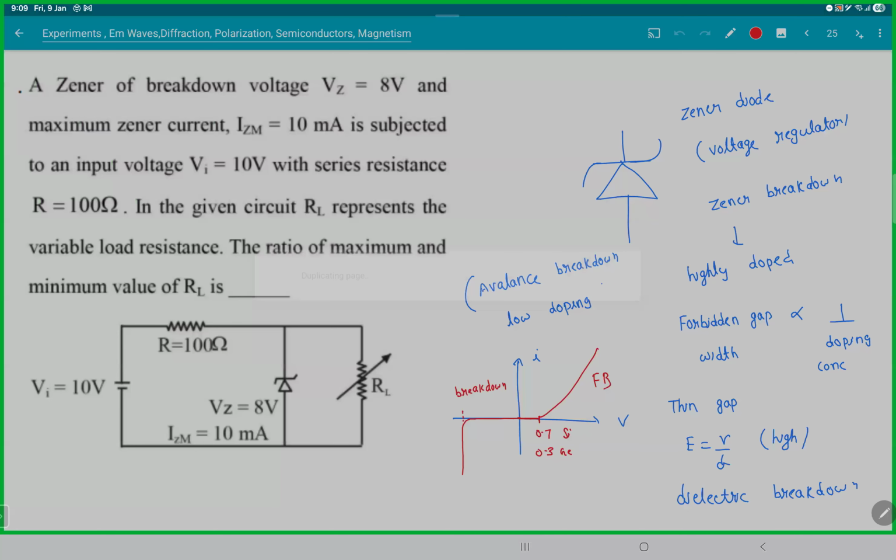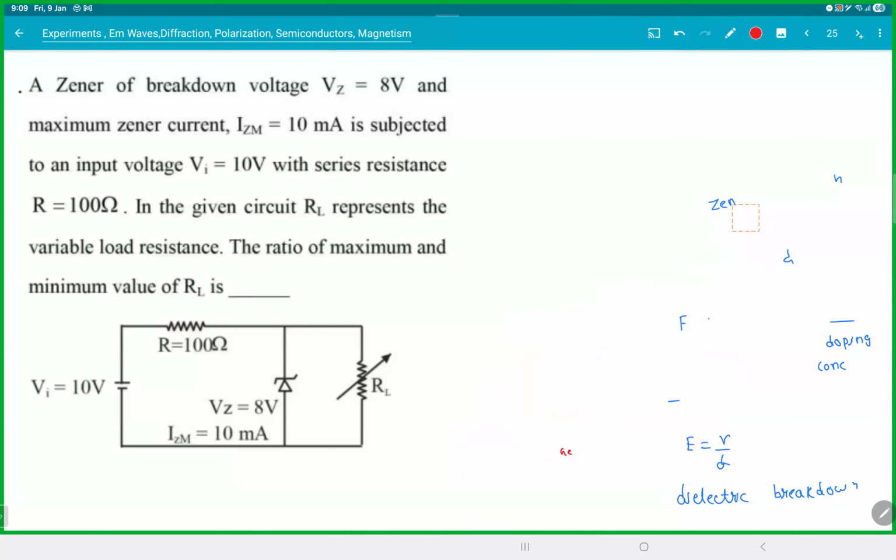So how do we solve this? He said there are two situations, ratio of maximum and the minimum RL. Now, if you see the word here, the maximum Zener current is 10 milliampere. That means you can also have zero current. So draw two circuits.